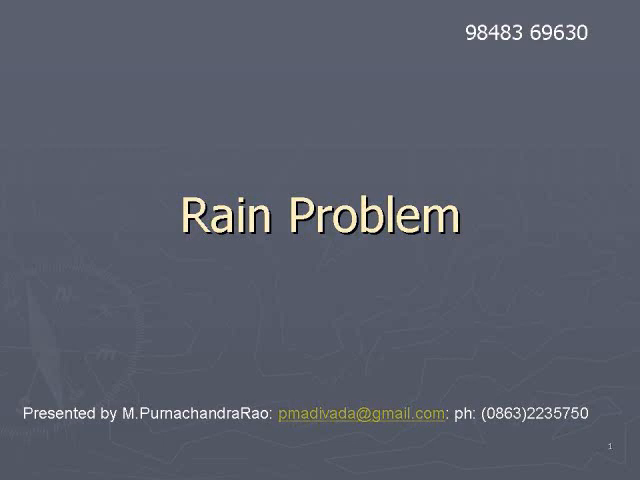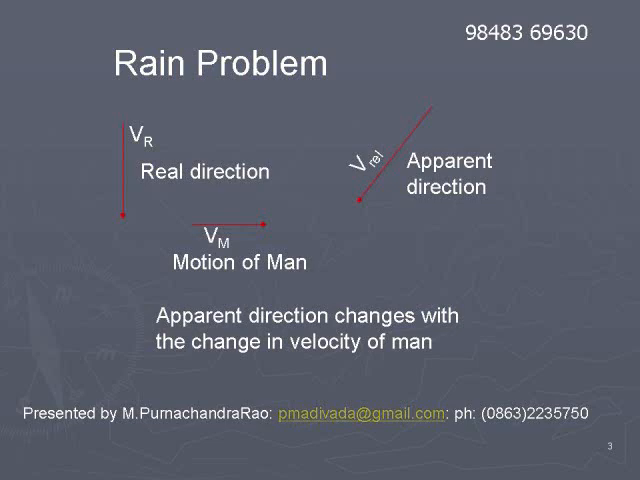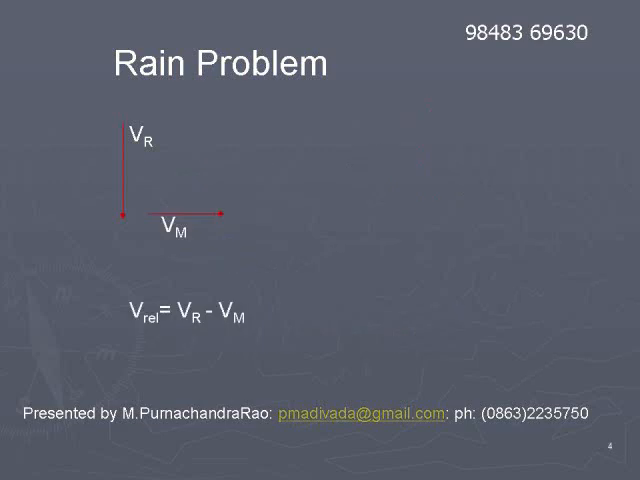Rain problem. When rain is falling, if we travel, if we ride on a vehicle, then even though the rain is falling vertically, it appears as though it is falling at some angle with the vertical. So that is known as the apparent direction of the rain. This apparent direction changes with the speed with which we travel horizontally. Let us try to understand this using vectors.